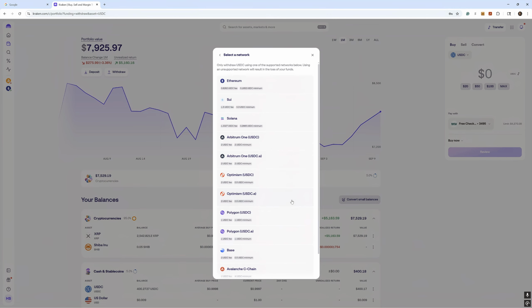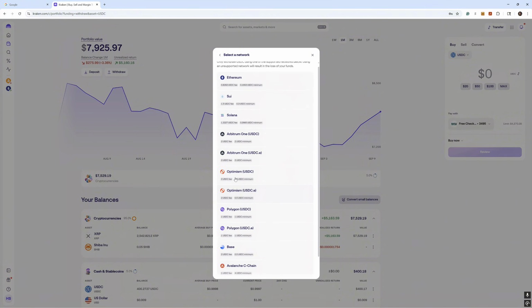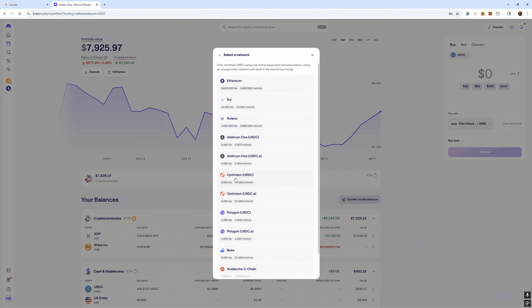The next important thing is selecting the network that you want to make the payment on, right? So this is where it's pretty complicated. Whoever you're making the payment to, you need to always ask what network they're using, right? So let me give you an example, right?